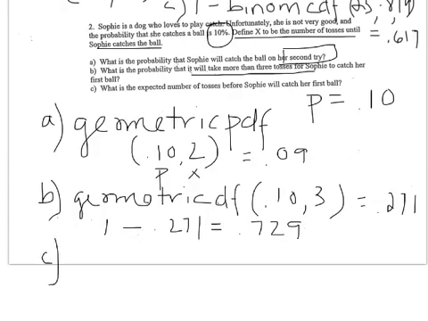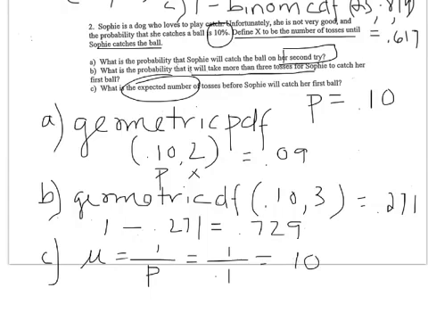Now the last one, expected number. Again, that's a mean. But because it's a geometric, the mean is 1 over p. So that's 1 divided by 0.1, and that is going to be 10. So we expect it takes Sophie 10 tries before she catches the ball the first time. The next video goes on to examples 3 and 4, and then you can get started on the worksheet you have for class.